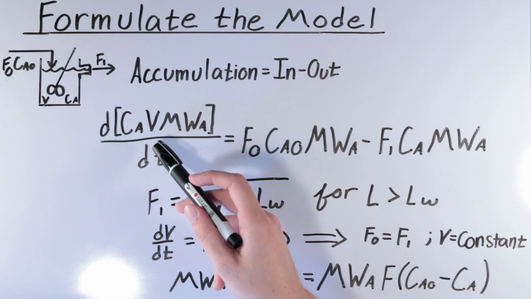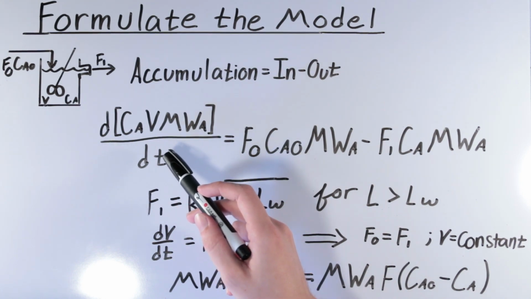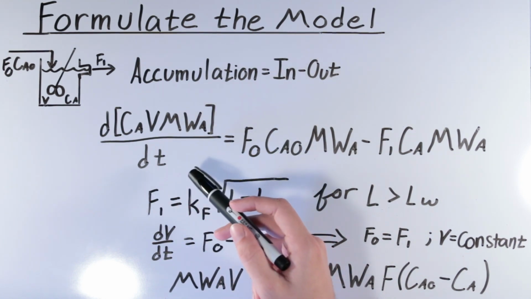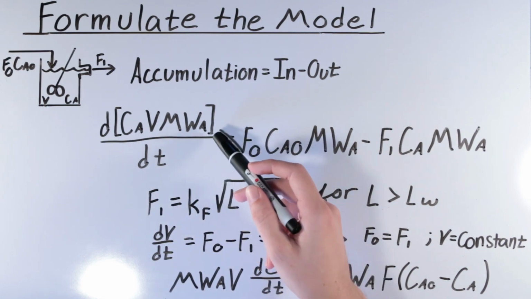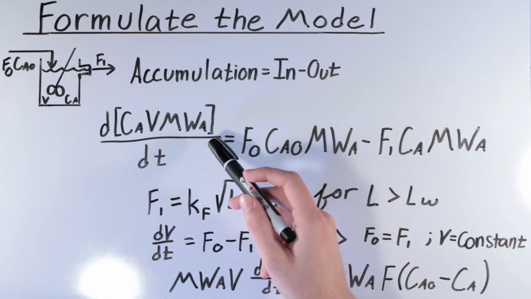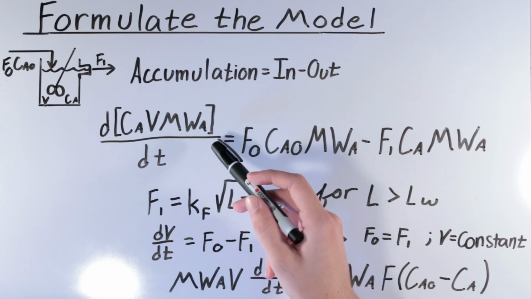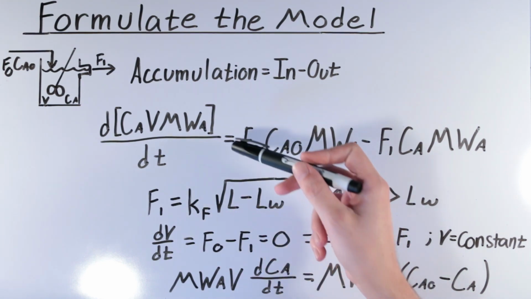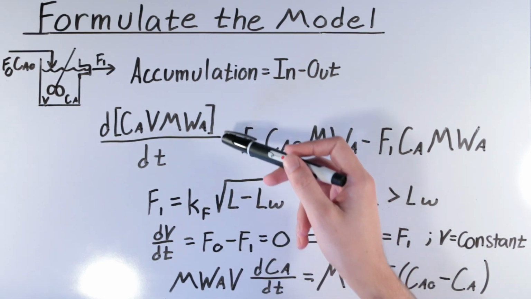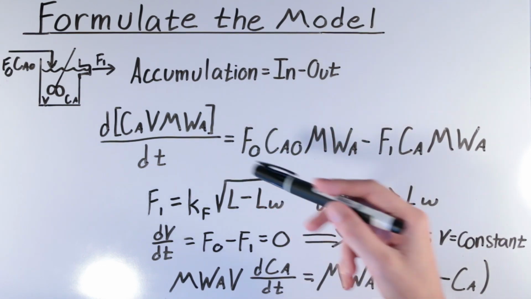Multiplying that by the volume in the tank gets us just to moles. Because this is a conservation of mass application, we have to multiply it by the molecular weight to get to a unit of mass, in this case, grams. We're interested in how this value changes with time, so we're taking the time derivative of this grouping.